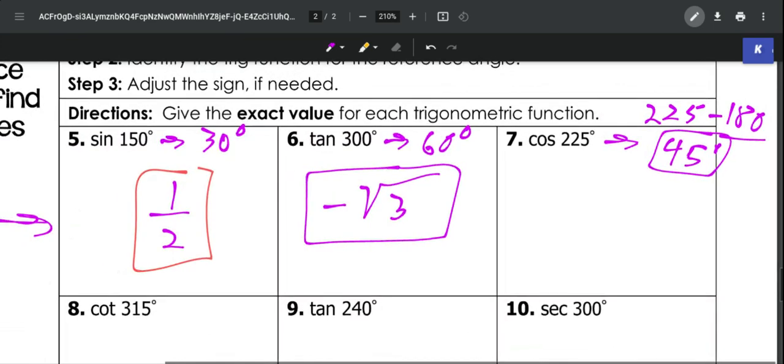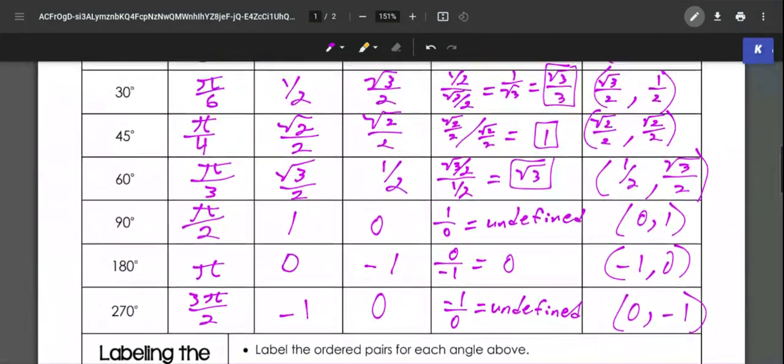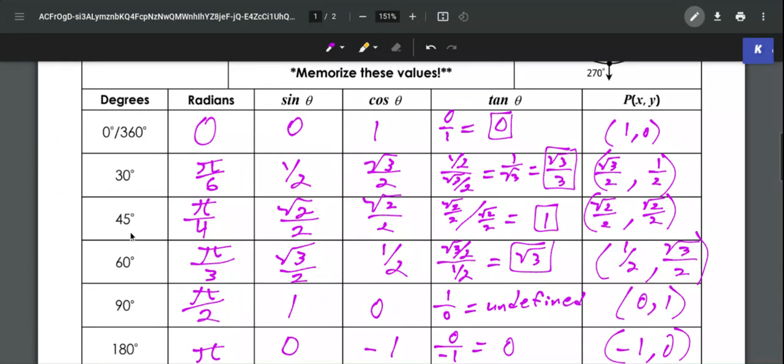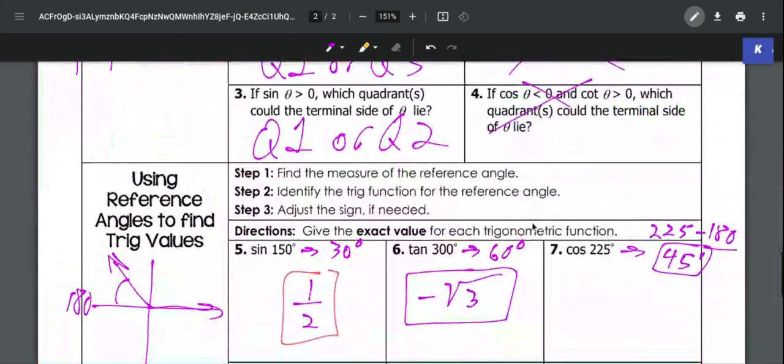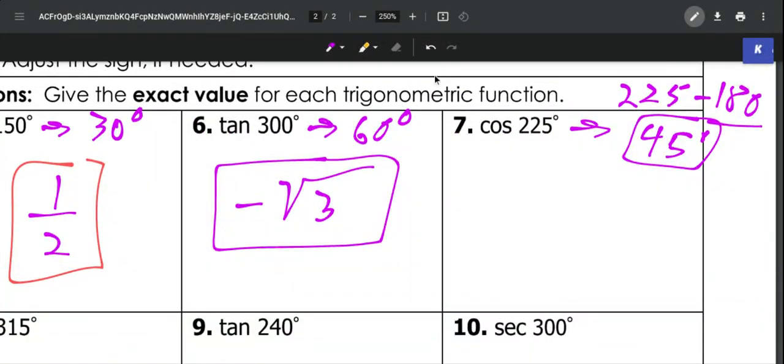Now we're going to go back. We're going to use cosine of 45 and figure out what value that is in our table here. So 45 over to cosine is square root of 2 over 2. So that's what value we're going to use. Then we'll need to figure out the sign. So square root of 2 over 2.